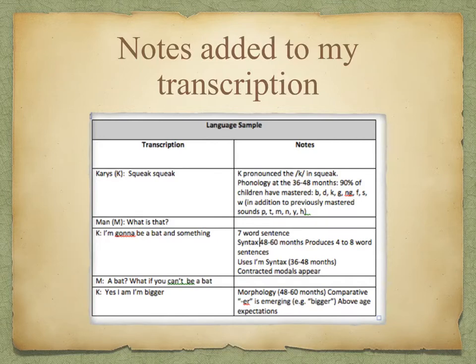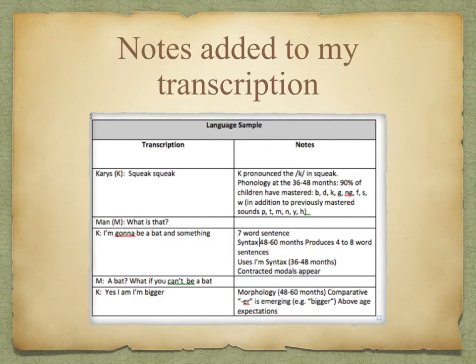I'm not going to add notes to the adult speech, so the next time that Kay spoke, I noted that she had a 7-word sentence. Then I looked at the 36 to 48 months and saw that she had exceeded that, so I turned the page to 48 to 60 months, and under the syntax column, I copied that she produced 4 to 8 word sentences. She also used "I'm," which is syntax at the 36 to 48 months, where contracted modules appear.